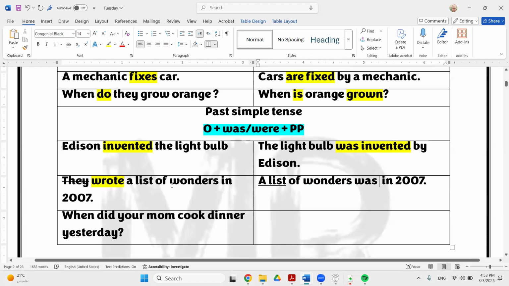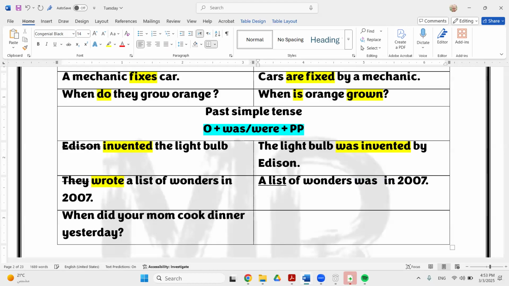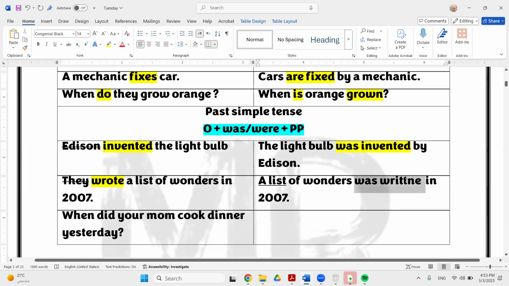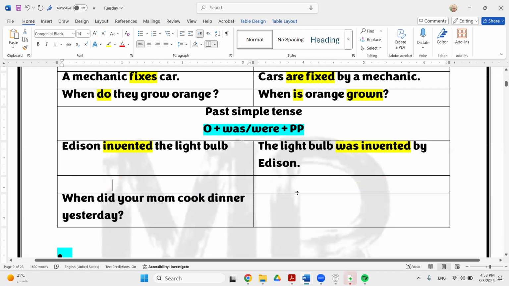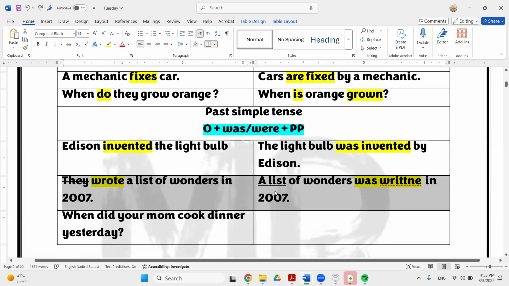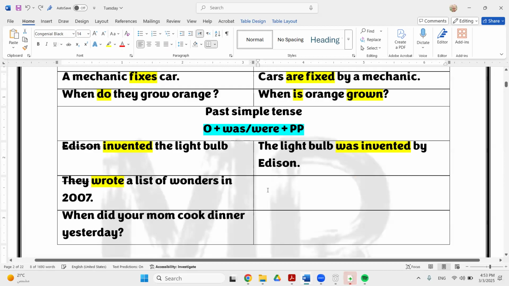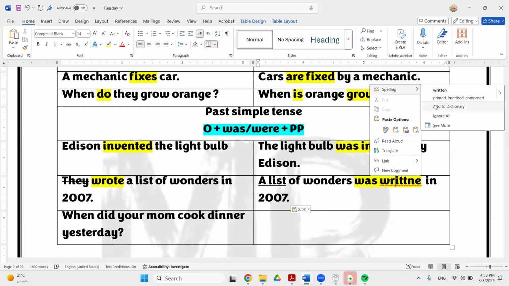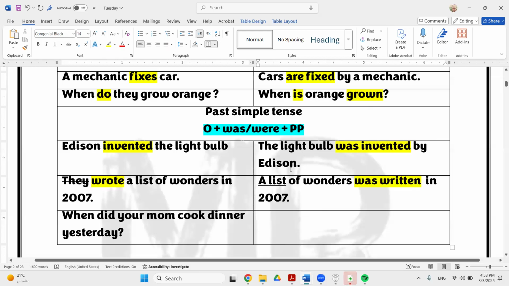Was. El past participle من الفعل write: write, wrote, written. A list of wonders was written in 2007. Again, please, Fadi, can you repeat again? A list of wonders was written in 2007. Yeah, written, right? Wrote, written. A list of wonders was written. This is a main verb. خلي بالك الverb شكله بيتغير.